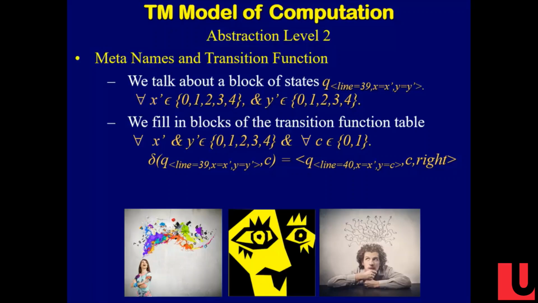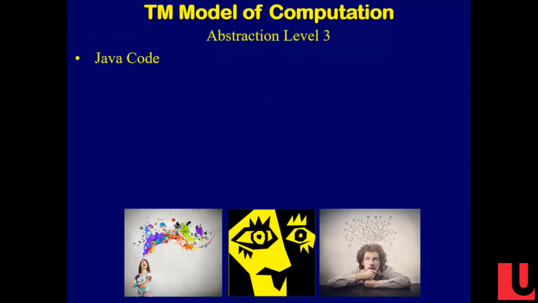Now, have we changed the power of Turing machines? Right now, what is the Turing machine doing? It feels like it's reading the value of C off the tape and storing it in Y. That's what it feels like it's doing. Is it really doing that? No, it's still just the table. It's still just states.